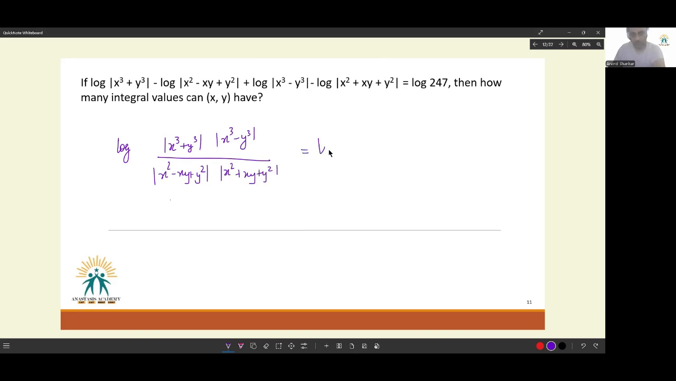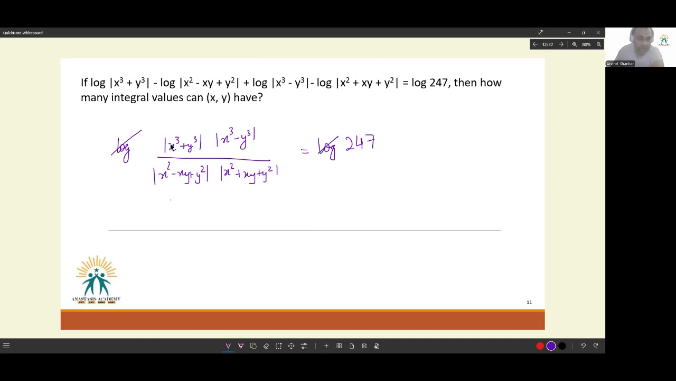This is equal to log 247. At this time itself, I can happily get rid of the log. Log serves no purpose from here on out. And we don't say we cancel out log, we take anti-log on both sides. Our work will be valid.